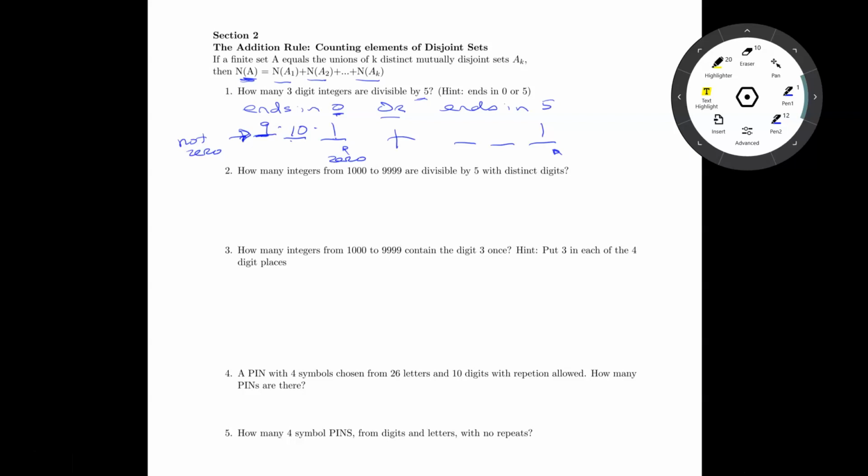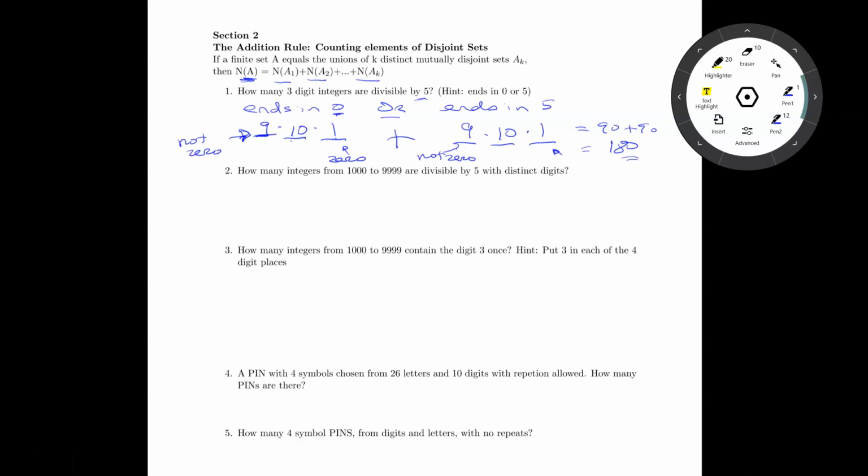Okay, so I put the 5 here. And so there's one choice for that, and then there's 9 choices here, because again, this cannot be 0. And then I have 10 choices here. So 90 plus 90, so 180 different numbers that are 3-digit numbers divisible by 5.